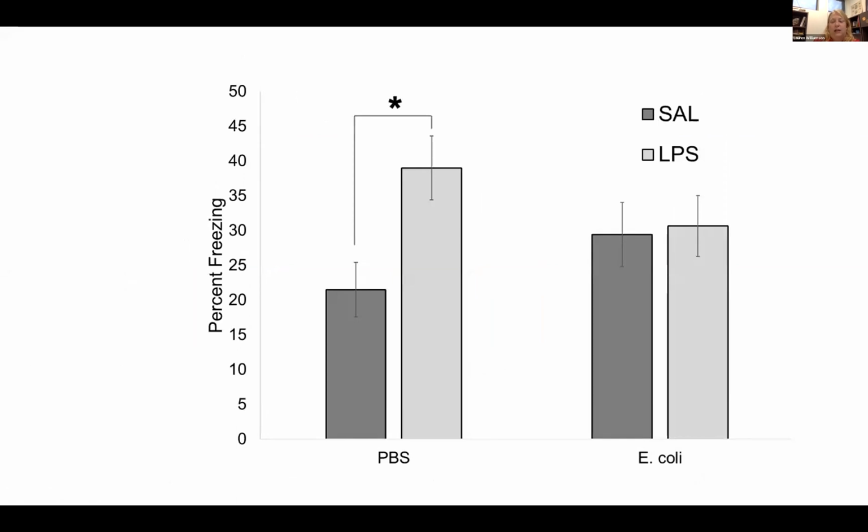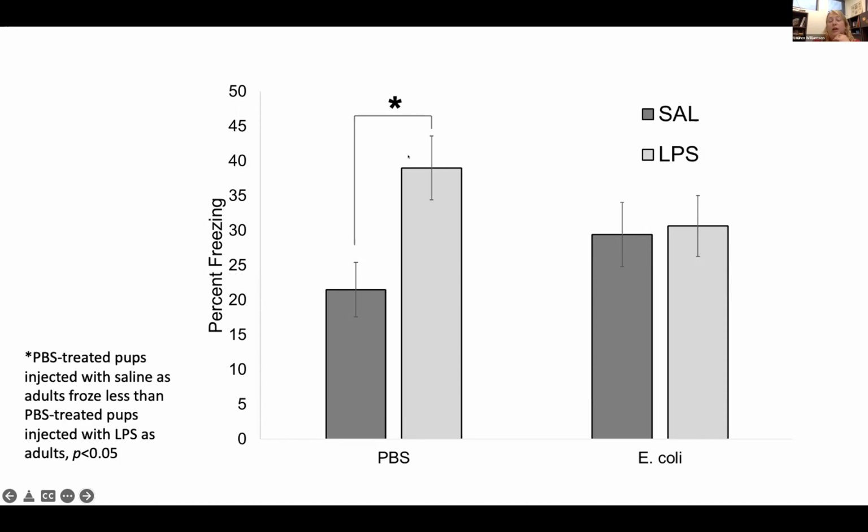We also see that if we collapse across sex, for rats that got PBS as babies, LPS seems to increase freezing. Whereas if they got E. coli as babies, it doesn't much matter what they got injected with as adults, they kind of freeze similarly. There's some other data we recorded with rearing and grooming at the same time. Those are showing some patterns, but the amount of rearing and grooming that they do compared to freezing is much smaller. So I won't show those data here.